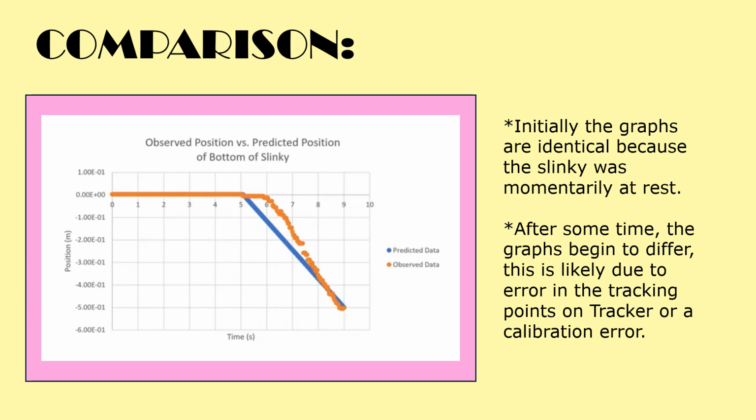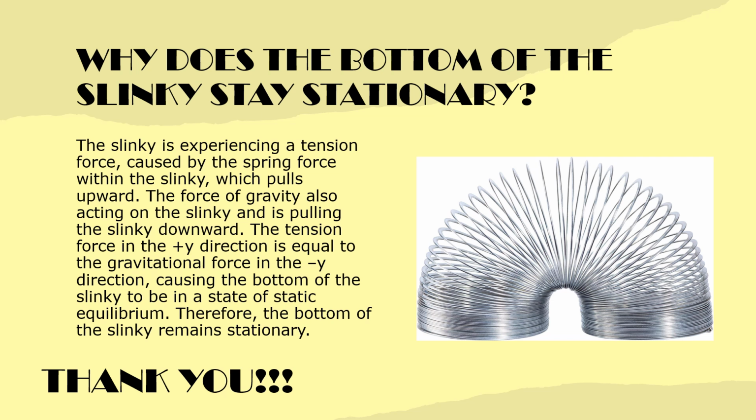So now we're going to compare our experimental and computational data. As you can see, initially the graphs are pretty much exactly the same. This was because in the video, the Slinky was initially at rest, and then after some time, you can see they begin to branch off and differ from each other. This is likely due to human and experimental error using Tracker with selecting all the points, and then also possibly a calibration error.